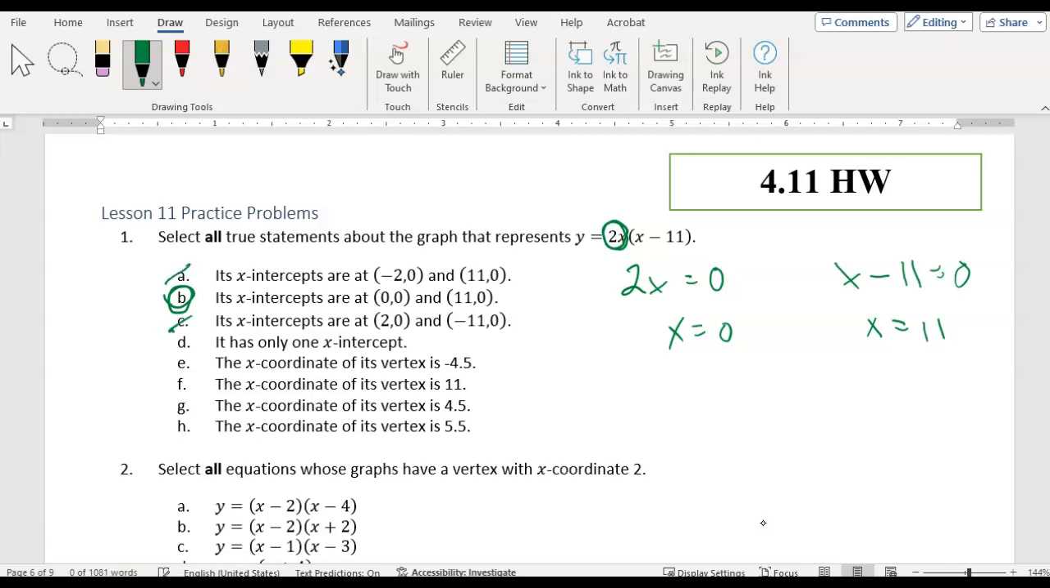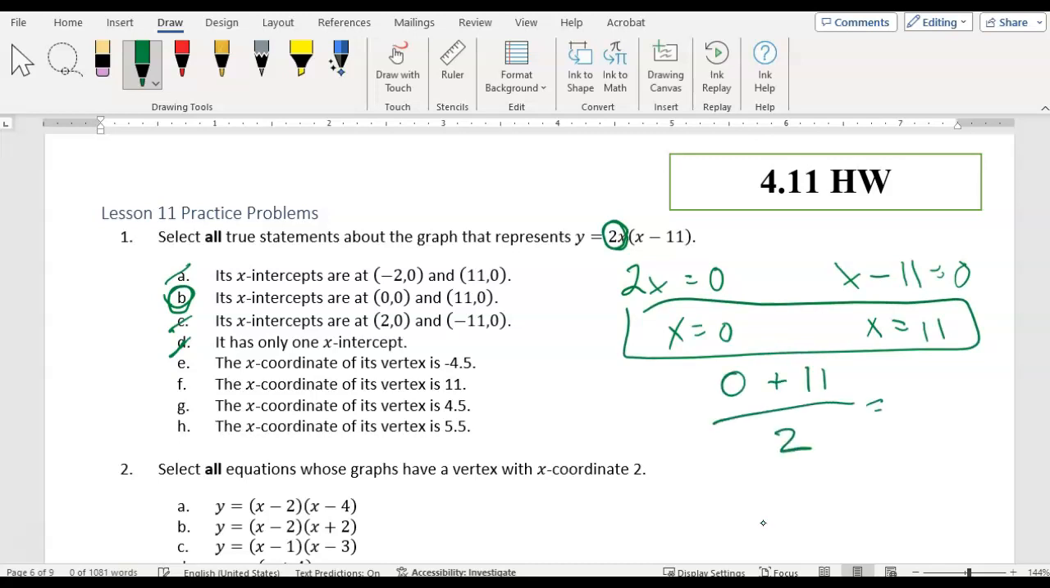We can then eliminate A and C, and look at "it has only one x-intercept." That is not true. It would actually cross through the origin as well because it is multiplied by this 2x here. "The x-coordinate of its vertex is -4.5." Well, we have 0 and 11, so remember to use our midpoint formula: add them and divide by 2, which would give us 5.5. Notice it's a positive 5.5, and so the x-coordinate of the vertex would be h. These are all about the x-coordinate of the vertex, and none of those are correct, so h is our best answer here.